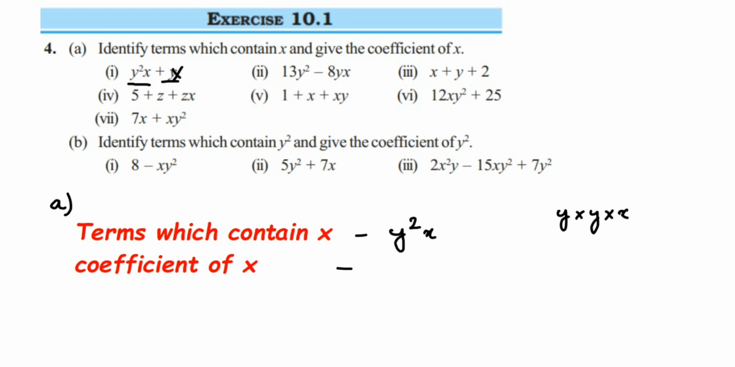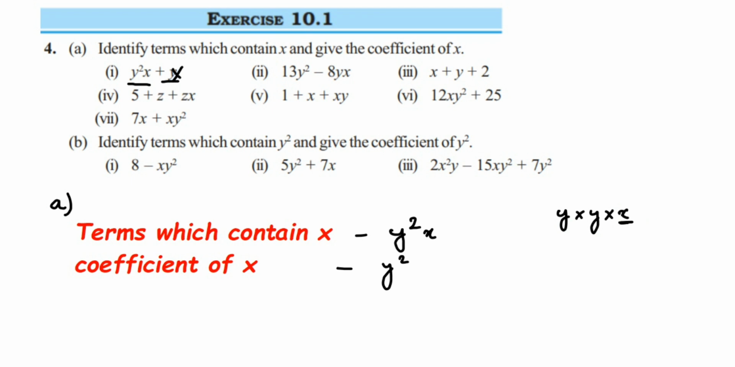So y square x. If we have to find out the coefficient of x, whatever is present apart from x will become the coefficient. If I remove this x, y into y is present. So y square will become the coefficient of x here. It's very simple. Apart from that variable x, you just consider everything and that will become the coefficient, since they're not asking for the numerical coefficient, just the coefficient. So just don't take x, take everything apart from that.